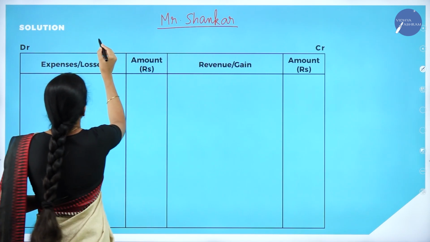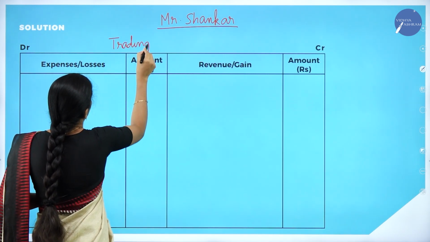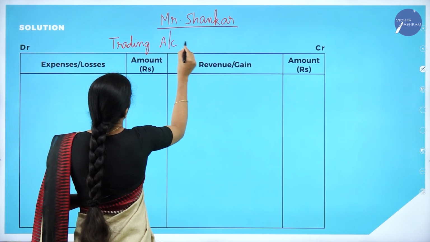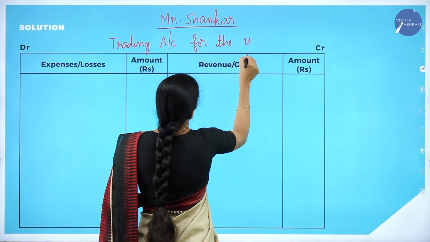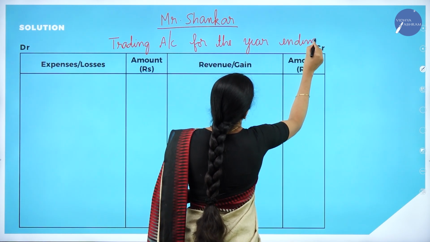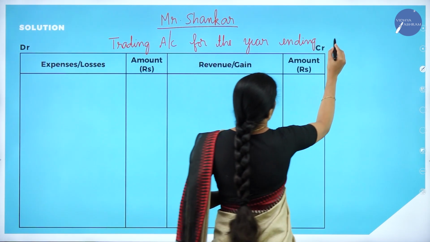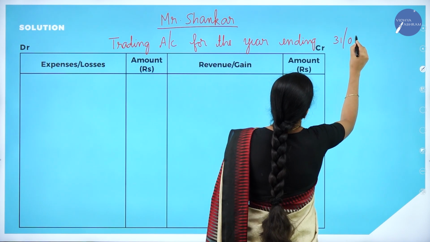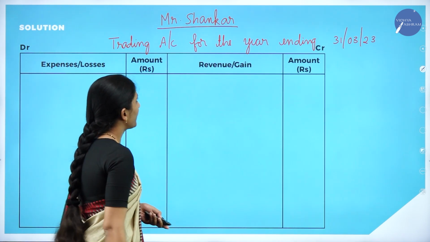Then write the heading, trading account for the year ending. So what is the year ending they have given? 31st/3/2023. So we shall start with the debit side.